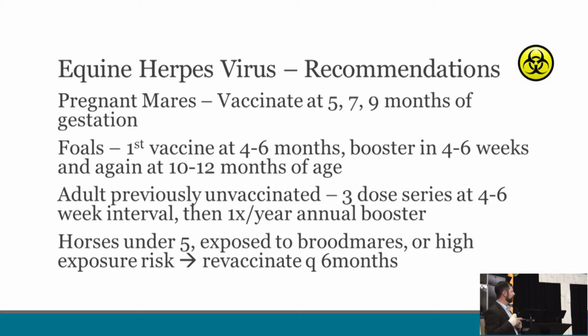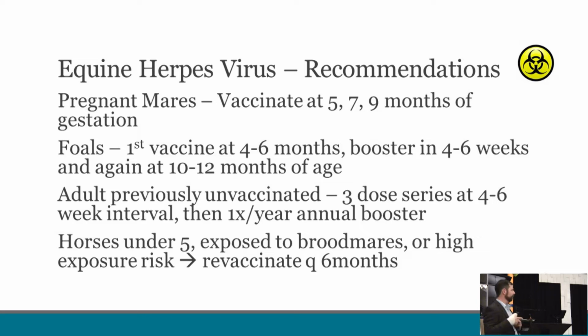For foals, first vaccine at about 4 to 6 months of age, booster that in about 4 to 6 weeks' time, and then one final at 10 to 12 months of age. Adults that have been previously unvaccinated should ideally get a 3-dose series at a 4 to 6 week interval, and then again at 1 year from the first vaccine, and then a 1-year booster thereafter.